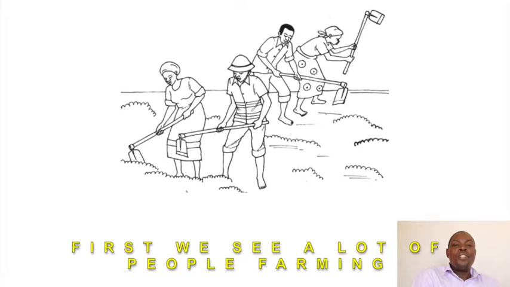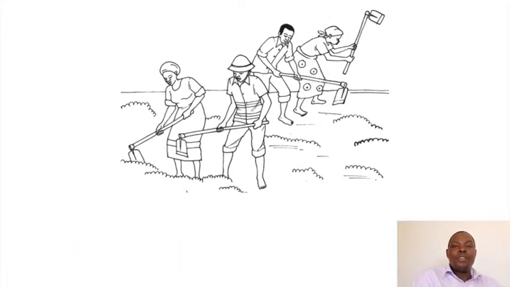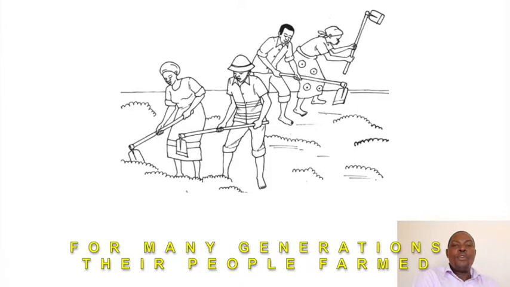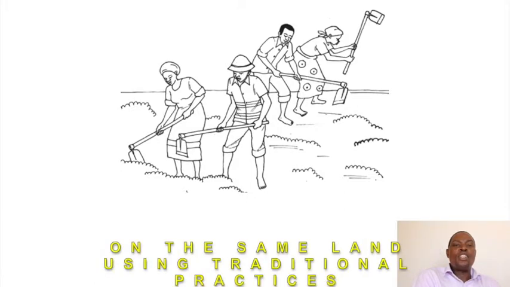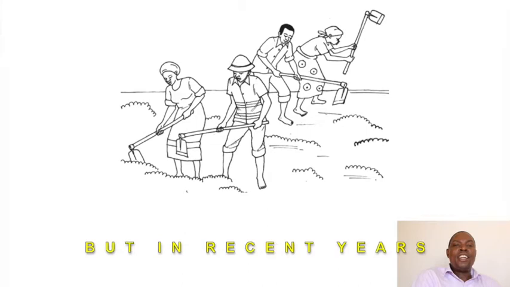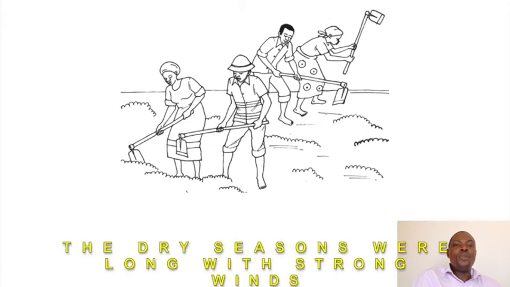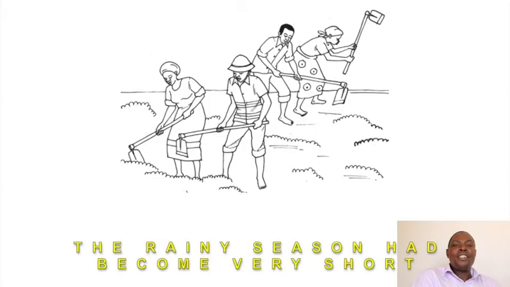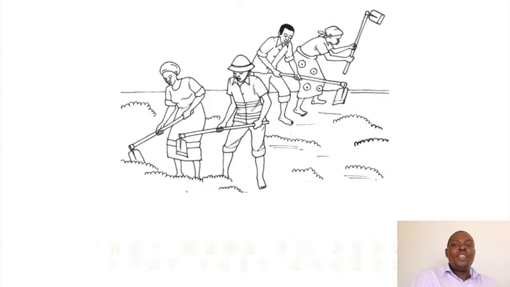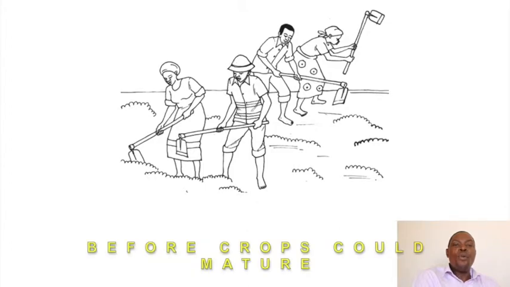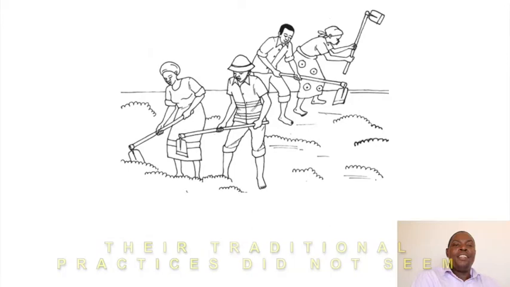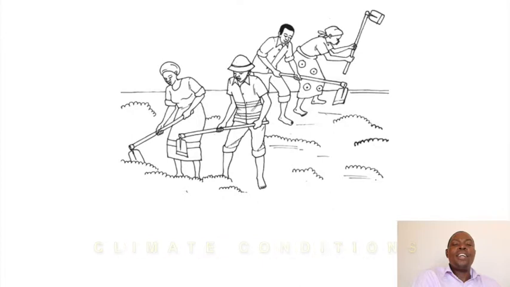First, we see a lot of people farming. For many generations, their people farmed on the same land using traditional practices. But in recent years, the dry seasons were long with strong winds. The rain season had become very short. When the rains did come, they were so heavy that they caused landslides and floods. The rains then stopped too early before crops could mature. Their traditional practices did not seem to be as effective under the new climate conditions.